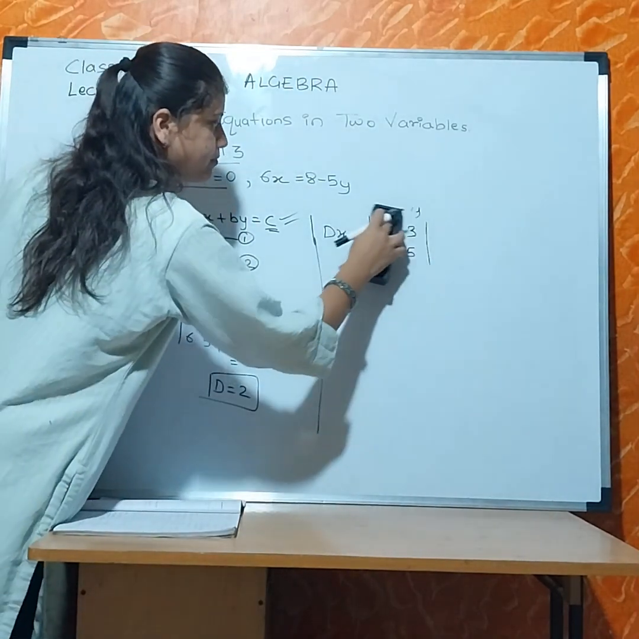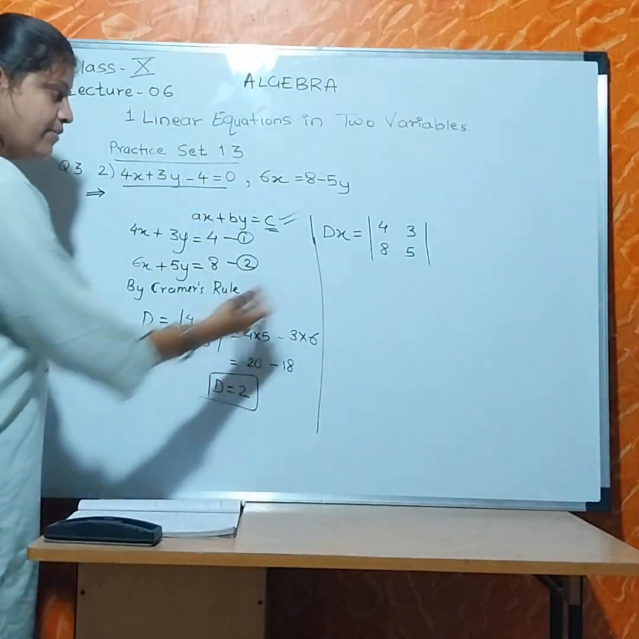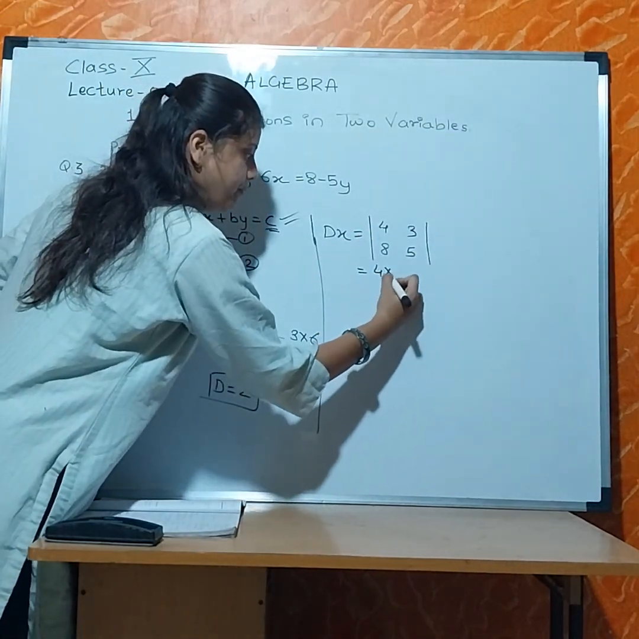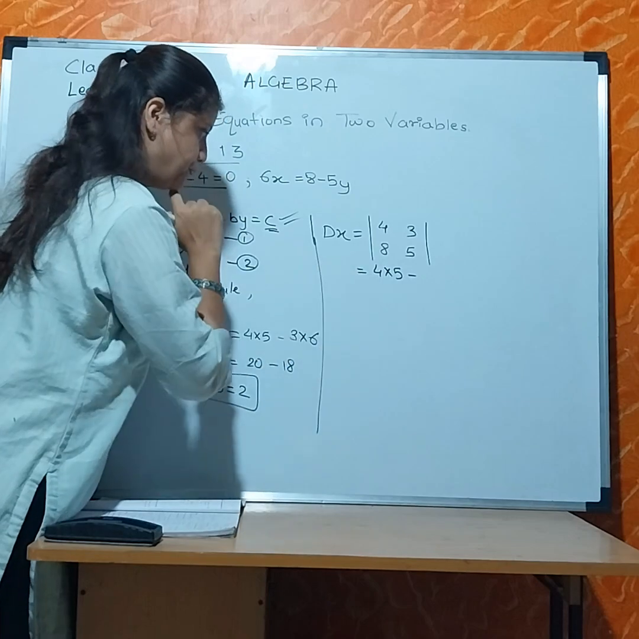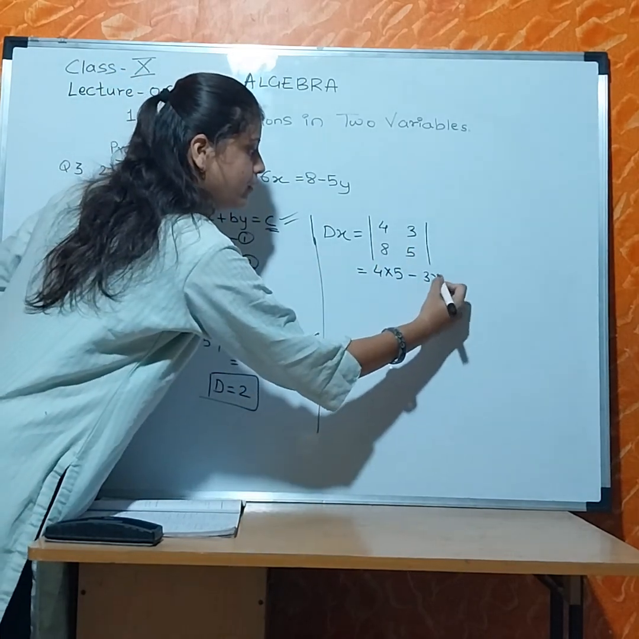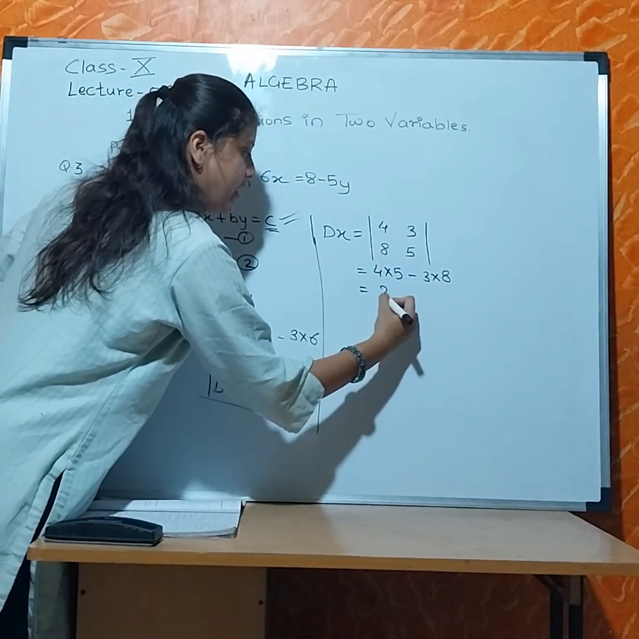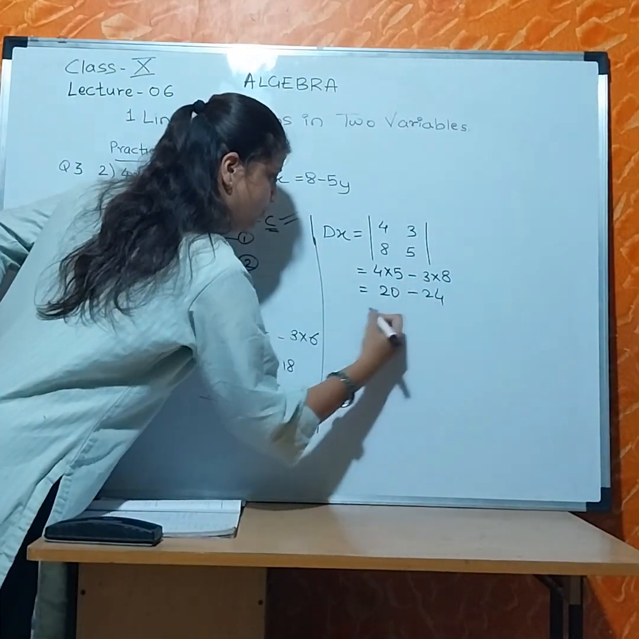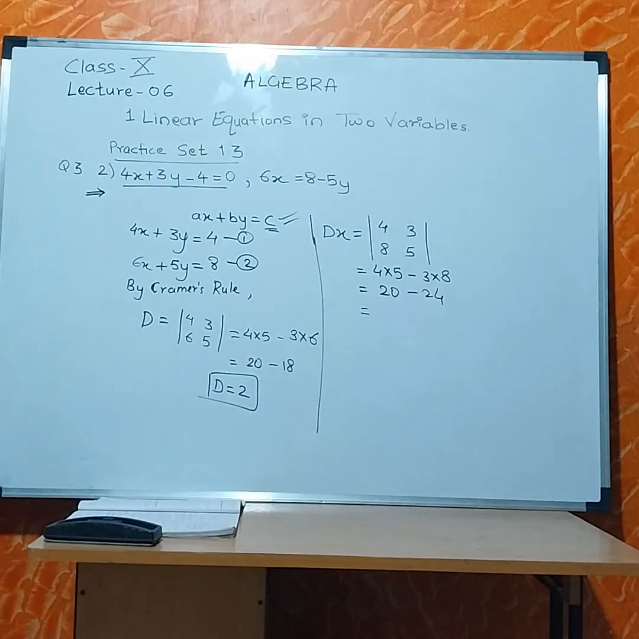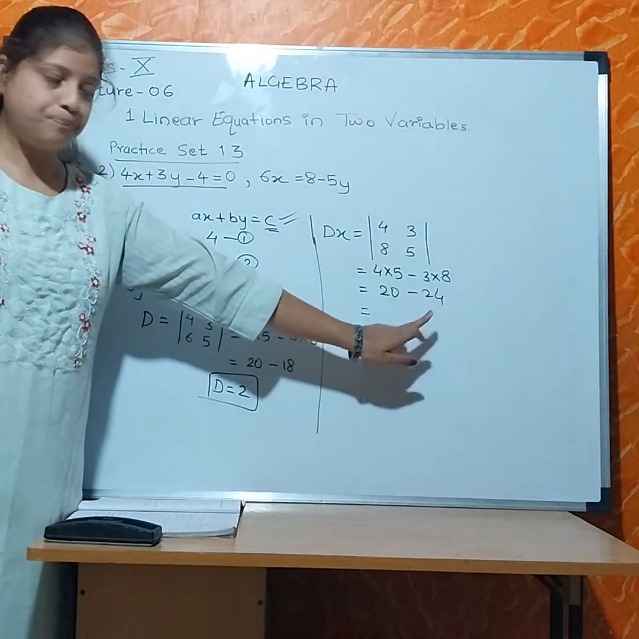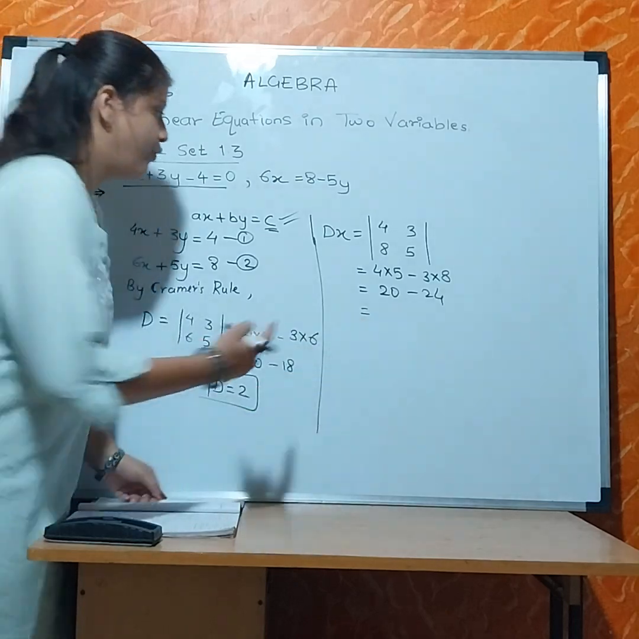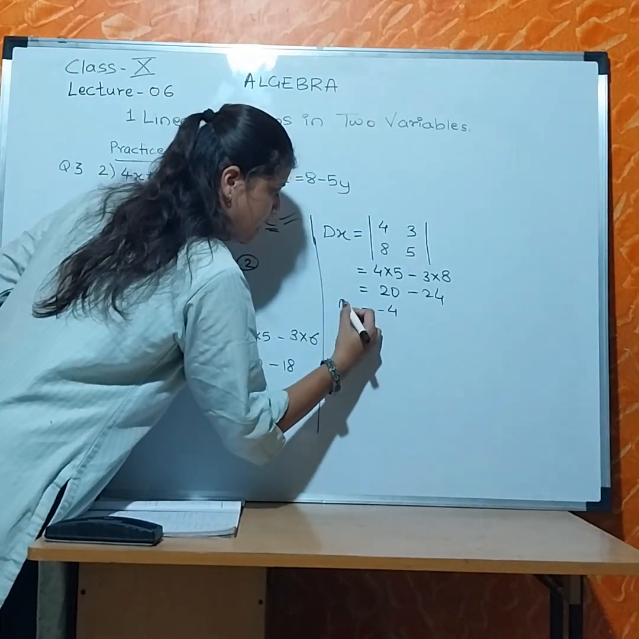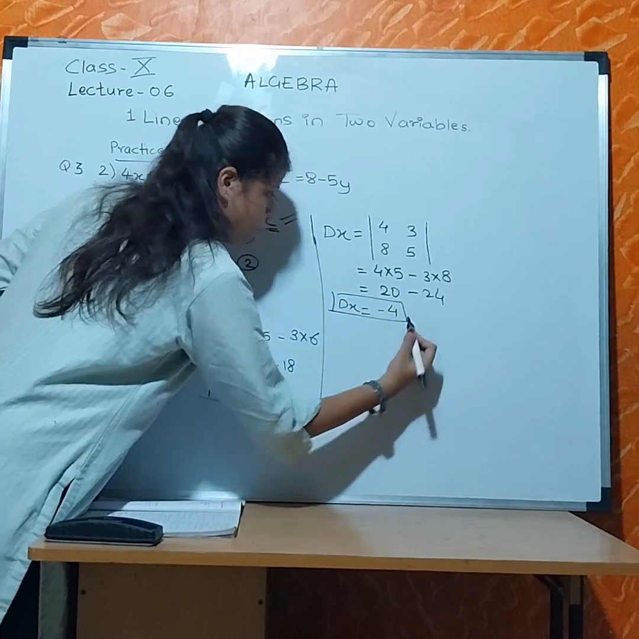Okay. Now similarly we will solve this determinant also. So we will get 4 into 5 minus 3 into 8. So 5 fours are 20 minus 3 into 8, 24. So what is our answer? 20 minus 24, plus minus minus, 24 minus 20, and the sign of the bigger number is negative. So minus 4 is the answer of Dx.